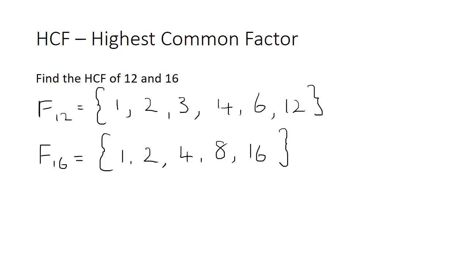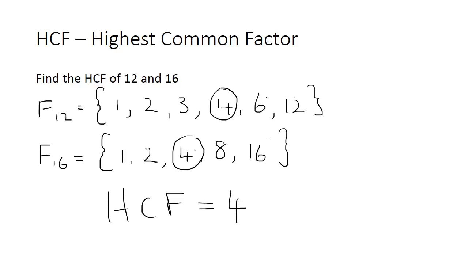So all we have to do now is have a look which one is the highest number that is in both of them. Both of them don't have a 12, both of them don't have a 6, but both of them do have a 4. So the highest common factor is 4. Okay, let's move on to the multiples.